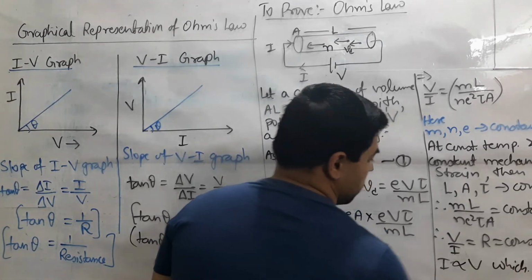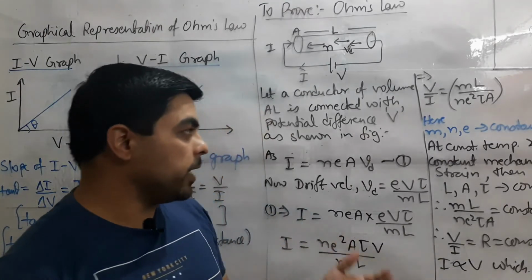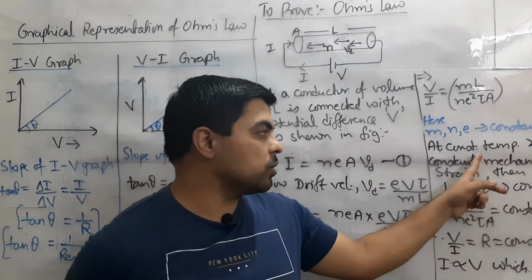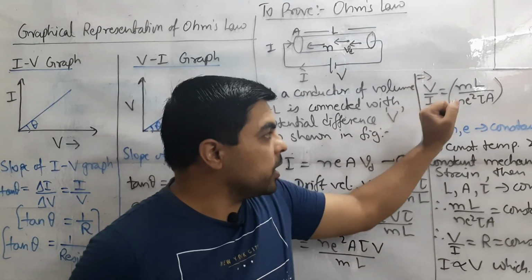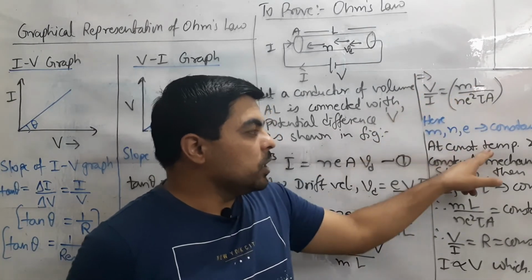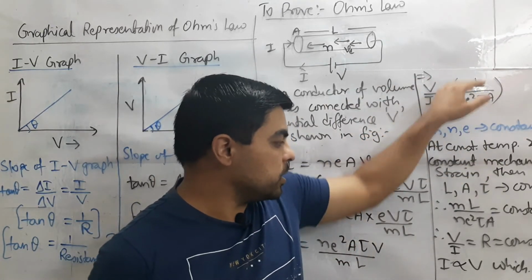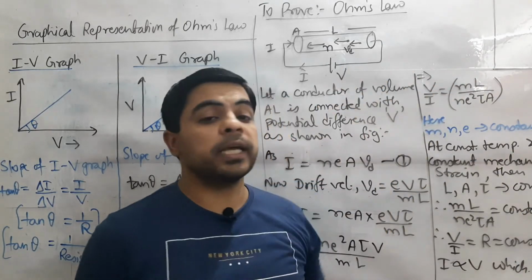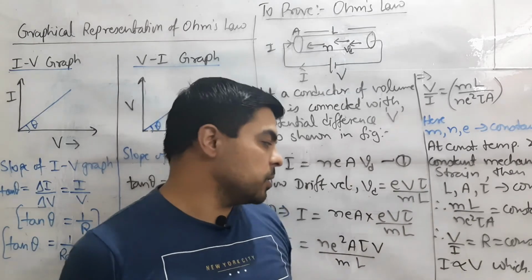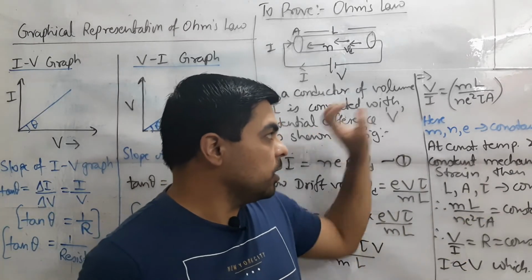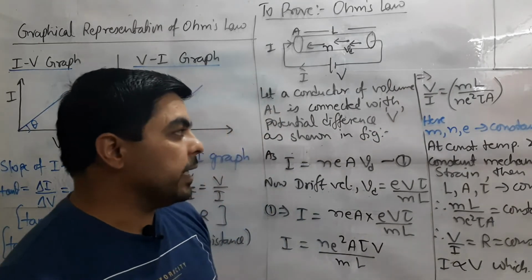So hence we have proved the relation I is proportional to V, and also we have understood why this R will be constant only in the condition of constant temperature and constant mechanical strain, because the factors are depending on these two factors also. This collective expression within this bracket represents R, and hence this is the actual formula of R, not V upon I. V and I is just the relationship. The ratio of the two will be equivalent to R, but its actual value will be obtained from these factors m, L, n, e, tau and A.